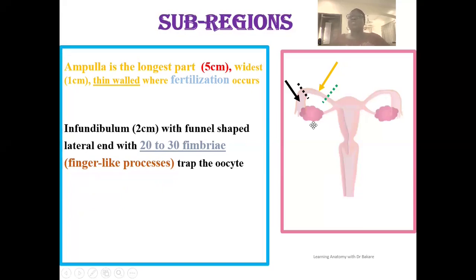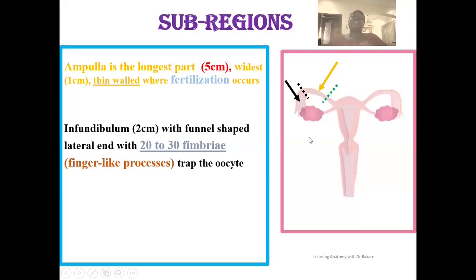And these are not just for fancy. These help to suck in the egg that is released by the ovary. So it helps to trap the egg released by the ovary. This is what the finger-like extensions referred to as fimbriae do around this region. Remember when we described the ends of the oviduct, we said that the terminal end of the ovarian region of the uterine tube is not structurally connected to the ovary. And there is the possibility of the released egg falling into the peritoneal cavity.